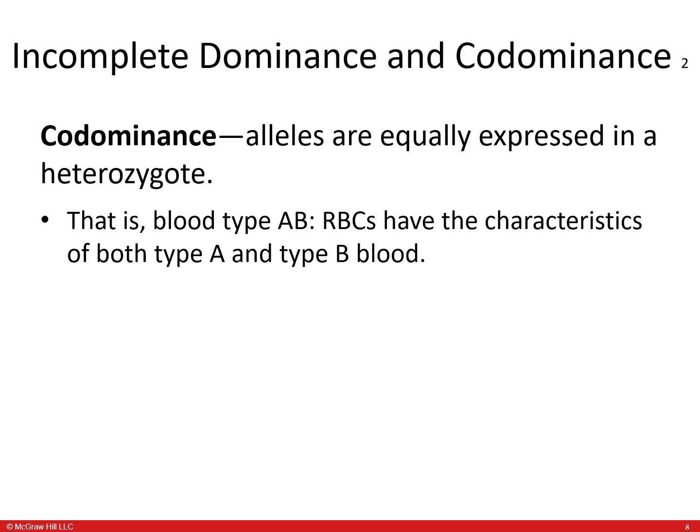If you have codominance, that means that two or more alleles have an equal probability of being expressed in a heterozygote. An example of codominance is blood types. A and B are codominant, and blood type O is recessive.